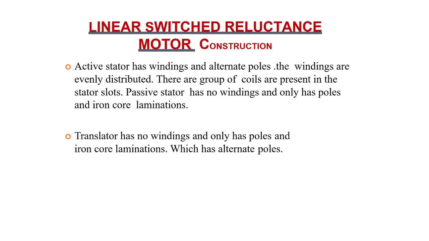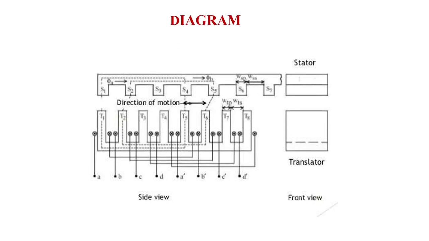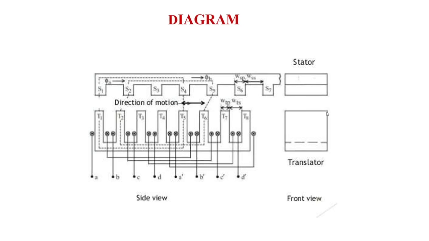Translator has no windings and only has poles and iron core laminations which has alternate poles. This is the diagram showing the side view and front view of a linear switch reluctance motor. Stator and translator will be there here. This is the direction of motion.